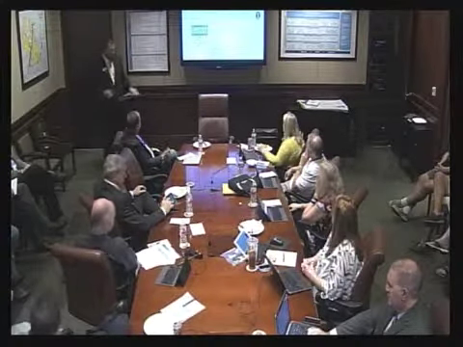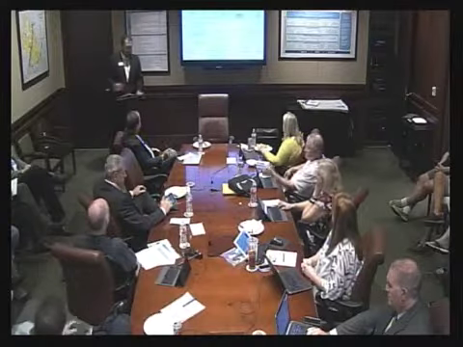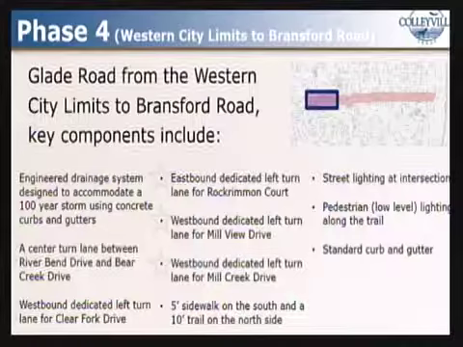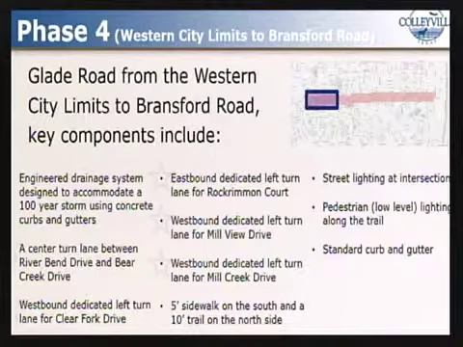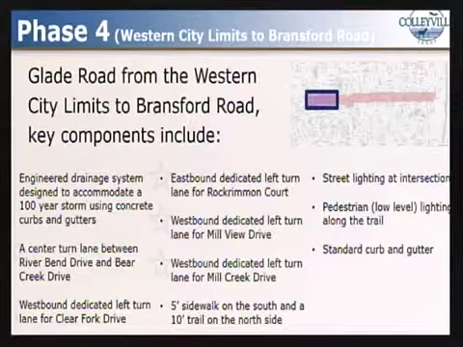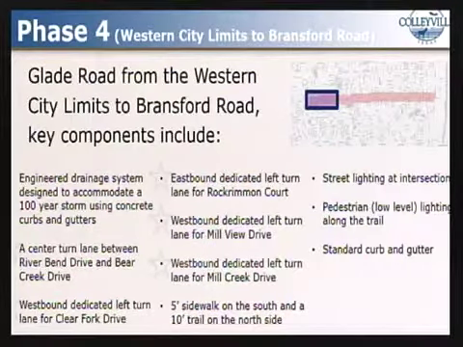Moving on to the Phase 4 section. Phase 4 is the remaining section that's located between the western city limits and Branchford Road. This has several key components. Again, it will have an engineered drainage system designed to accommodate a 100-year storm event, and a center turn lane located between Riverbend Drive and Bear Creek Drive.